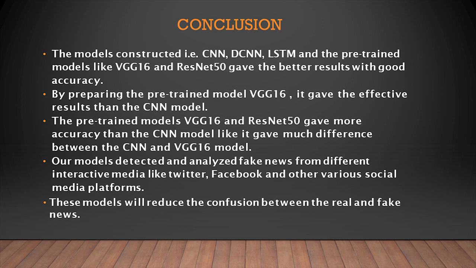After that, the pre-trained models VGG16 and ResNet50 are giving us more accuracy than the CNN model. Like we can see from the graphs, there is a big difference in the loss and accuracy percentage ratio between the CNN and VGG16. And our models detect and analyze fake news from different kinds of social media platforms like Twitter, Facebook, and various other social media platforms. This model is going to help us reduce the confusion between real and fake news.